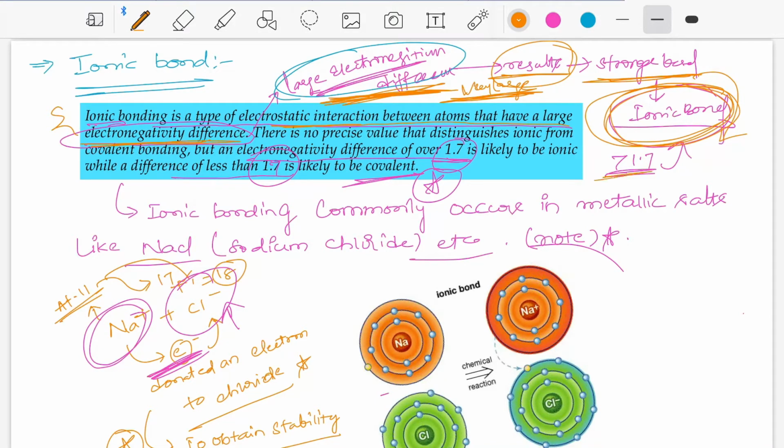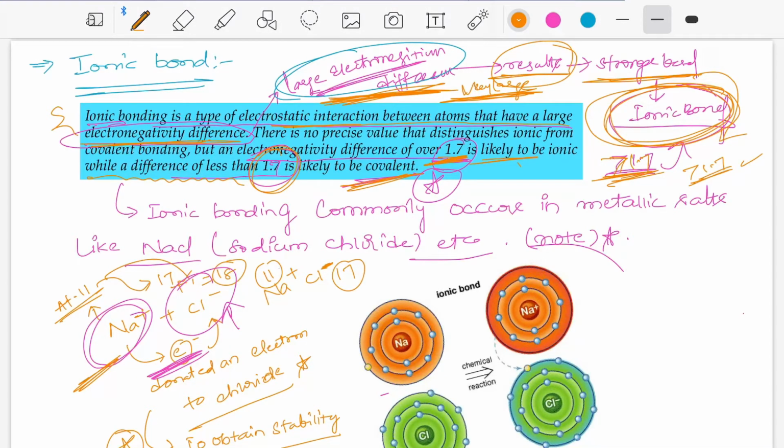Which type of bond will form is also related to electronegativity. That's what I said, electronegativity is very important. There is no precise value that distinguishes between ionic and covalent bonding, but an electronegativity difference over 1.7 is likely to be ionic, and a difference less than 1.7 is likely to be covalent. Ionic bonding commonly occurs in metallic salts, like NaCl, sodium chloride. Here we can observe that in NaCl, in Na the atomic number is 11, and in Cl, chlorine, the atomic number is 17.